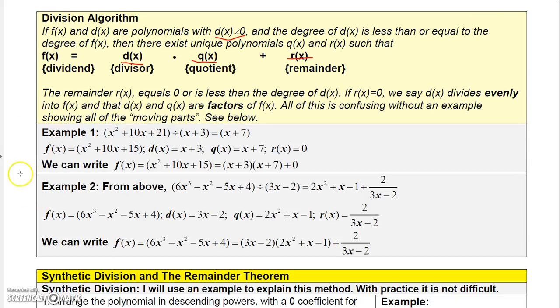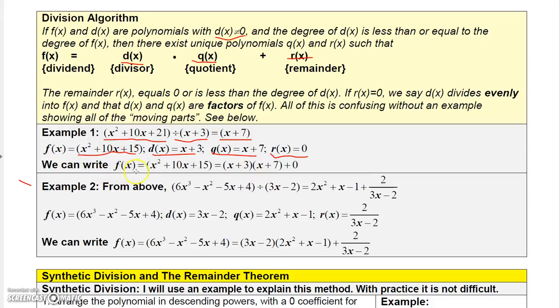If you look at this example right here, this is f of x and this is d of x. The degree of d of x is 1, the degree of f of x is 2, so certainly the degree of this is less than the degree of this. So if we divide that out, it actually comes out evenly. So you actually get x plus 7. As I said, this is f of x, this is d of x, this is q of x, and we didn't have a remainder here, so we'll just say the remainder is 0.